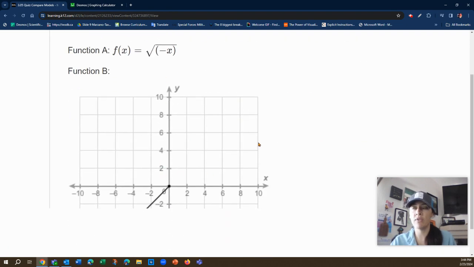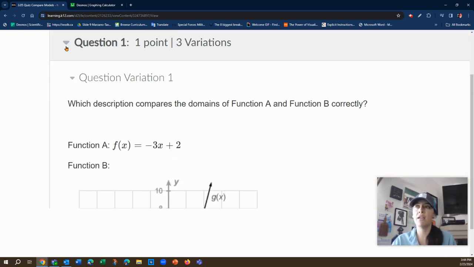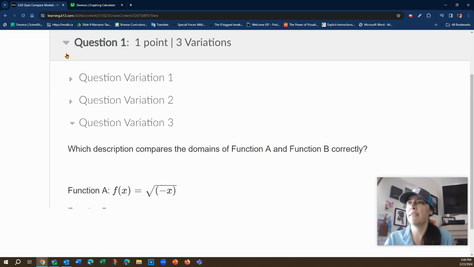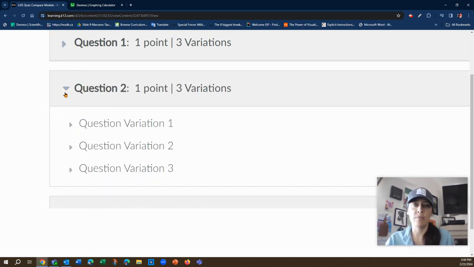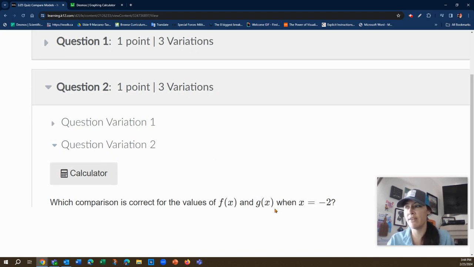We went over both of these. We went over all 3 variations in the different class recordings. So go back, look for 305, and then you should be able to have the answers if you need more support. Okay. Question 2, which comparison is correct for the values f of x and g of x where x is equal to negative 2?